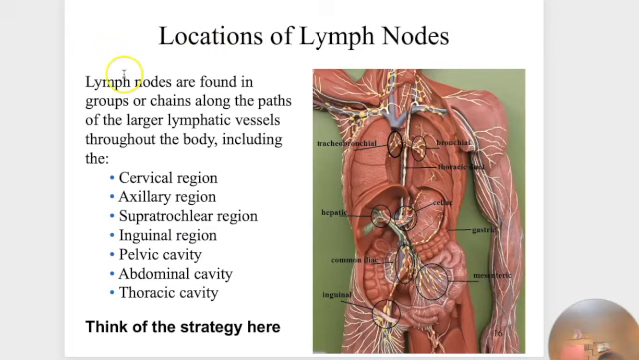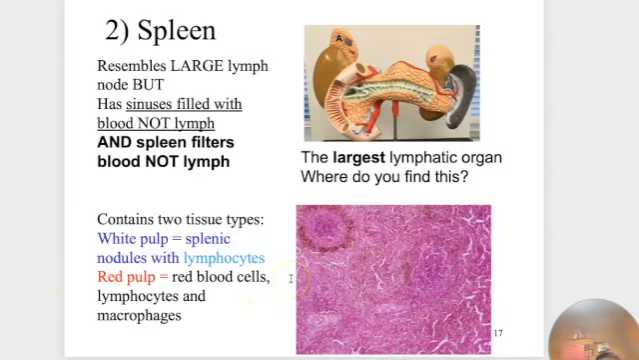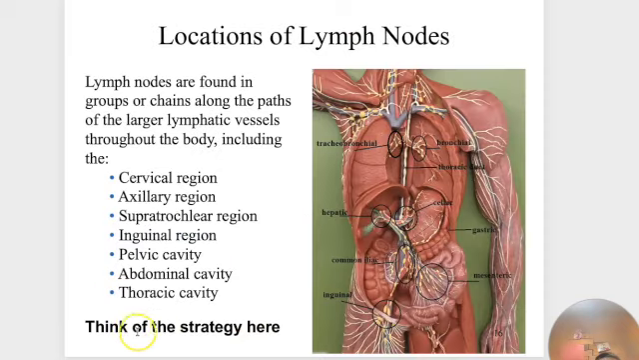Lymph nodes are found everywhere. Cervical, axillary region is your armpit area, supratrochlear, inguinal, pelvic, abdominal, and thoracic areas. Think of the strategy here, because a lot of things can come in through these areas, and they will be very, very easily affected.